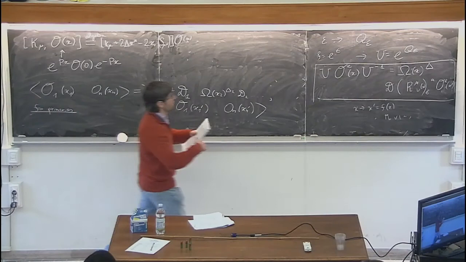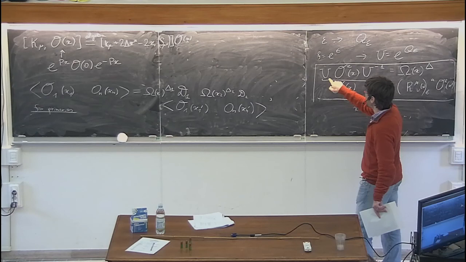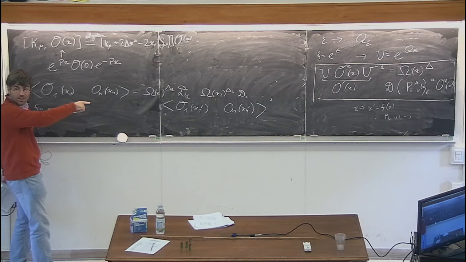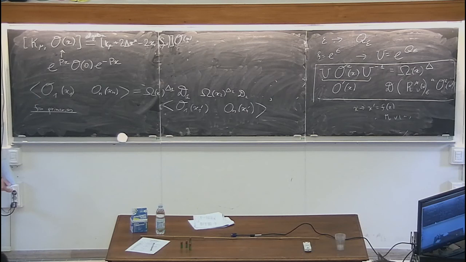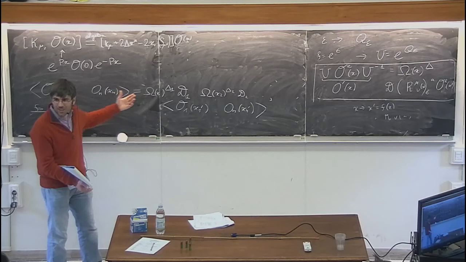Sometimes you can call this field O prime of x. But you see, the field O prime of x is obtained out of O by this transformation U, which is a symmetry. So if you insert here U minus first, all these U's cancel, and so the correlation function does not change. You have to assume that the vacuum is also invariant under the conformal transformation. And this is very important because you want to have the same correlation function on the left-hand side and the right-hand side, because otherwise you would not get a non-trivial constraint.